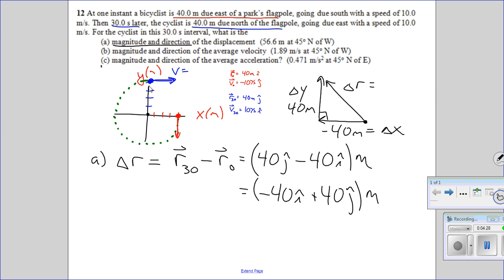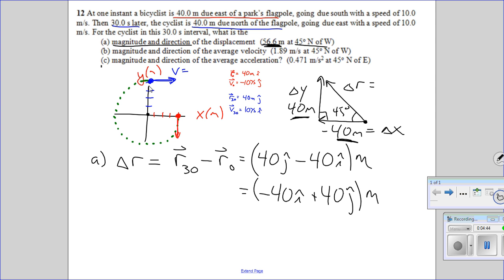And we can see pretty quickly that since these two sides of the triangle are equal, this has to be a 45-45-90 triangle. So I know this angle here is 45 degrees. So do your Pythagorean theorem. That'll give you your magnitude. And then the direction is 45 degrees north of west.